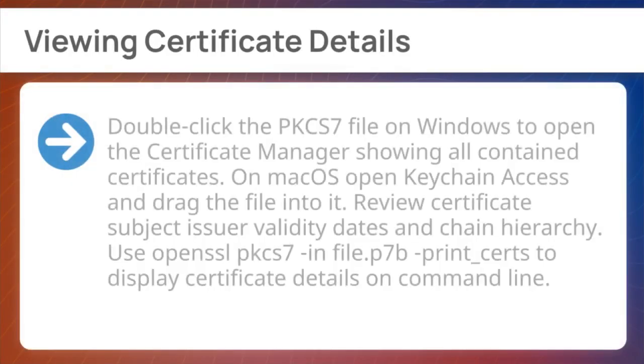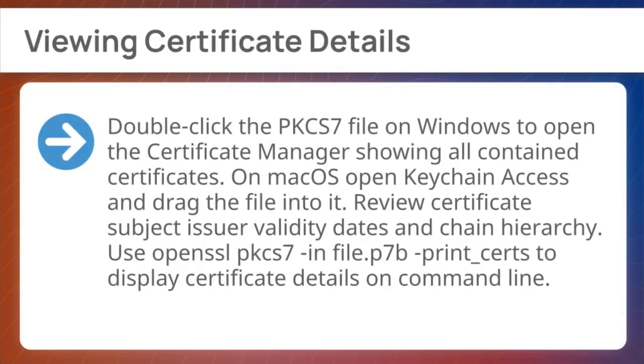First, viewing certificate details. Double-click the PKCS7 file on Windows to open the Certificate Manager showing all contained certificates. On macOS, open Keychain Access and drag the file into it. Review certificate subject, issuer, validity dates, and chain hierarchy. Use OpenSSL pkcs7 -in file.p7b -print_certs to display certificate details on the command line.